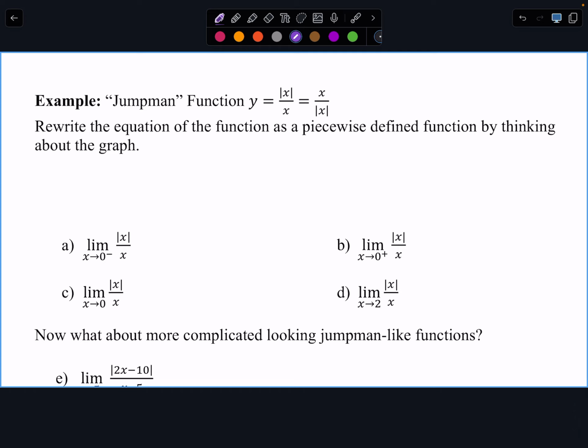Now, we're going to familiarize you with the limit of a specific type of function. We're having knowledge of this function, which, again, is not in a textbook, but I refer to as the Jumpman function.